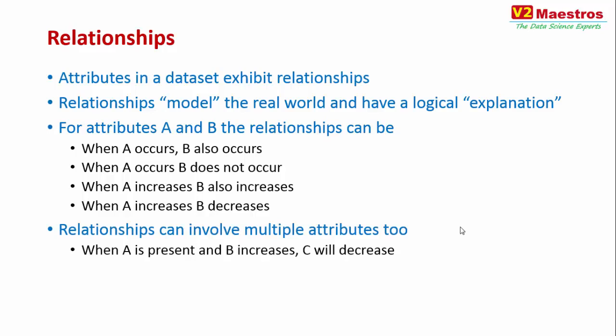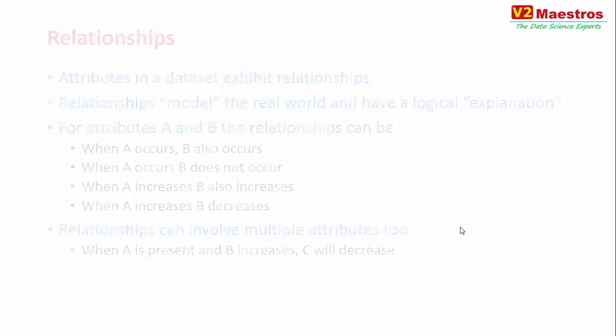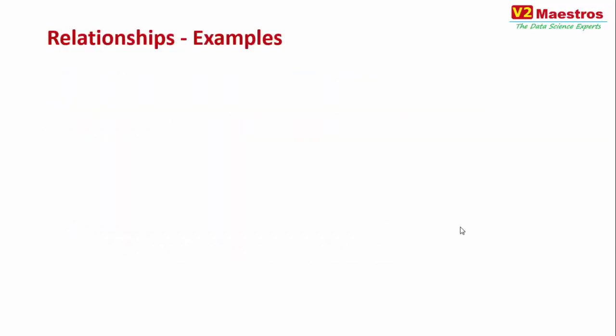And relationships can involve multiple attributes too, like when A is present and B increases, C will decrease. So multiple attributes together might exhibit some form of a relationship. So this is an overview of what relationships are. Now let us go and see some examples of relationships.